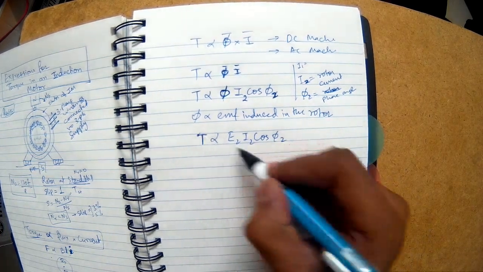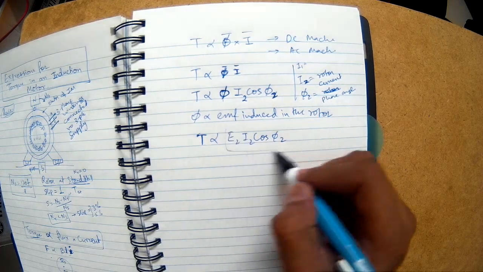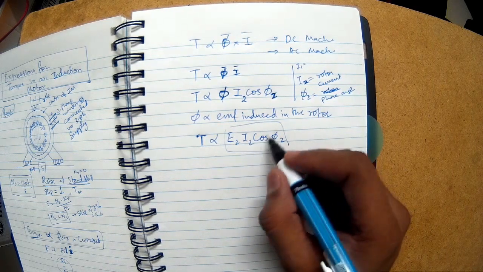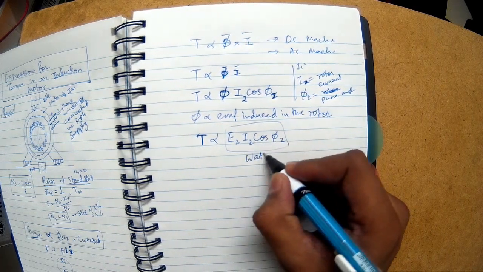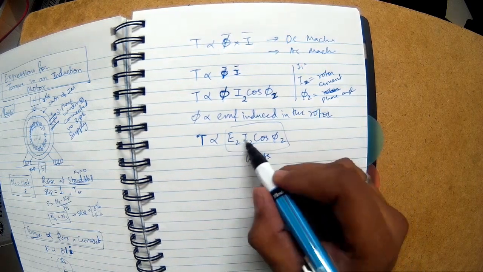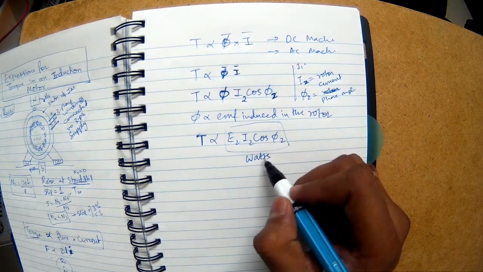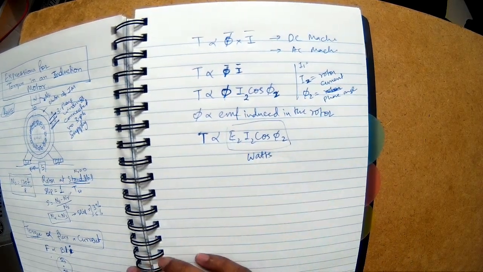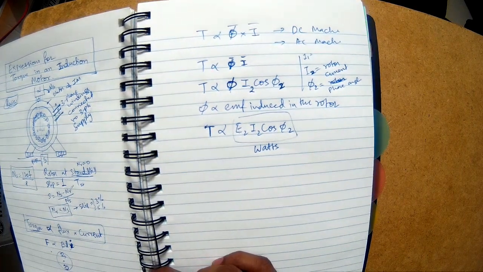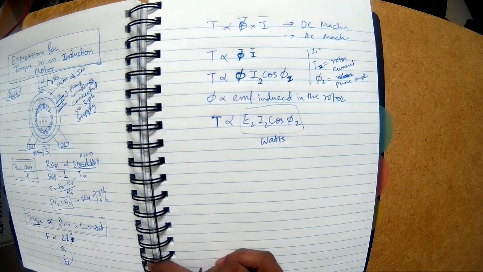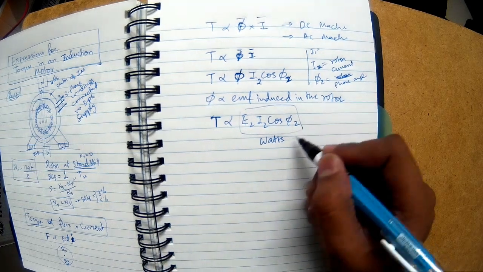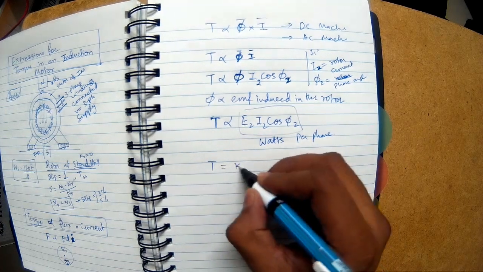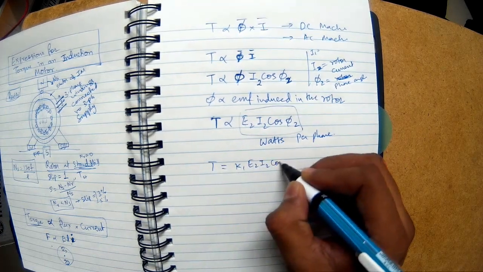Now, what is the unit of the RHS? If you look at the unit of the right hand side, voltage into current into power factor, this has the unit of watts. You know that voltage into current into cos phi is the active power, watts. So the torque is proportional to the active power flowing in the rotor. Now what is the constant of proportionality? This is watts, this is per phase. So let's say T equals K1 into E2 I2 cos phi 2.